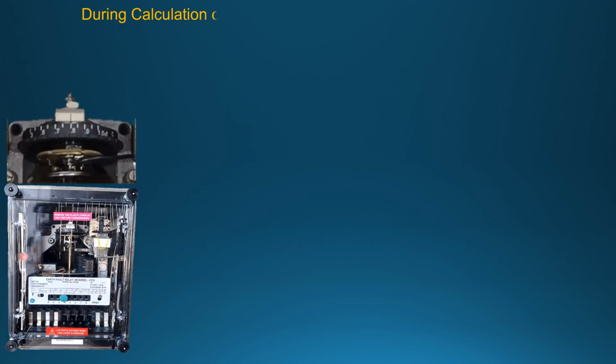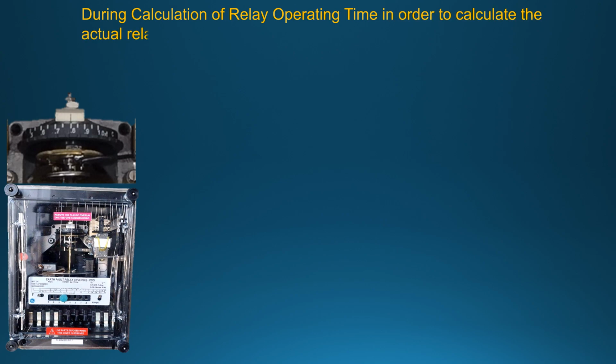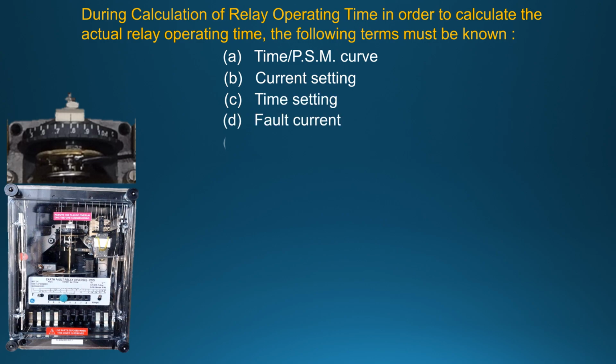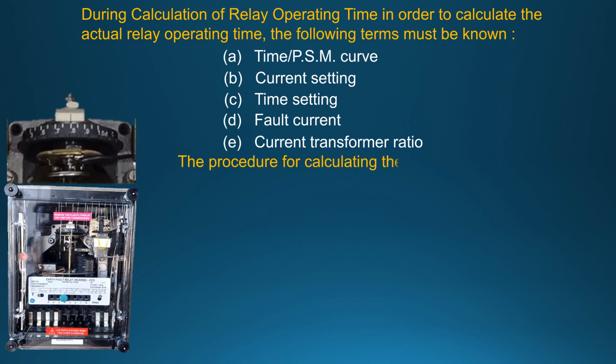During calculation of relay operating times, in order to calculate the actual relay operating time, the following terms must be known: time PSM curve, current setting, time setting, fault current, and current transformer ratio, CTR. The procedure for calculating the actual relay operating time is as follows.